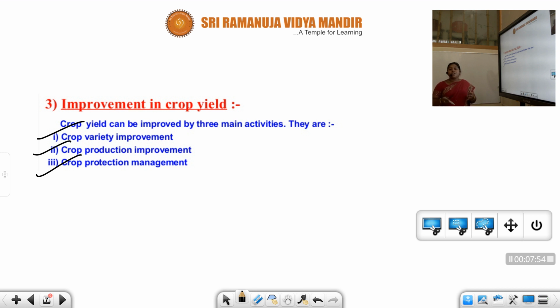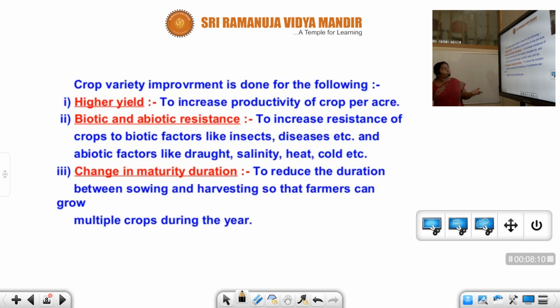So after harvesting, what are the precautionary methods we need to take to protect our crop from rodents, insects, pests and all. So about all these things in this lesson we are going to discuss. Already we discussed. Let us review all these points.